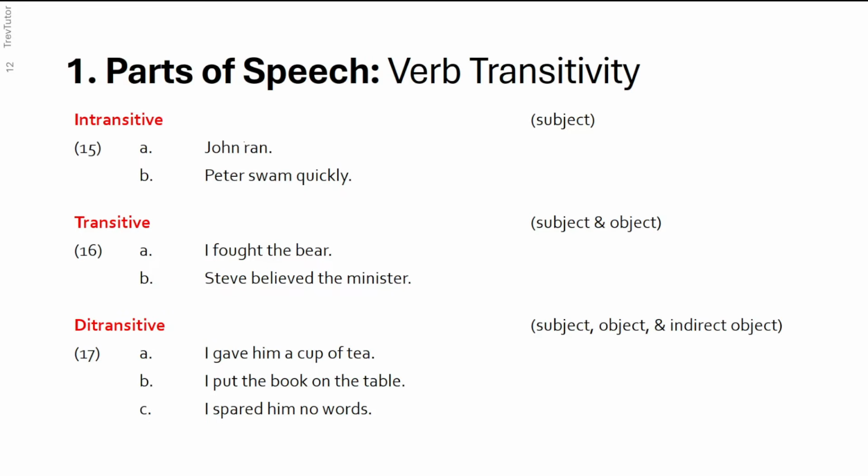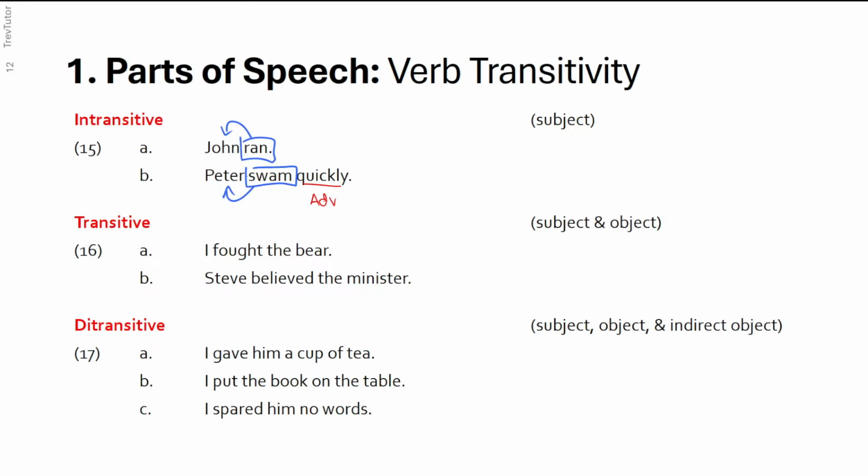after them. So with John ran, John is the one doing the running. For Peter swam quickly, Peter is the one doing the swimming. All quickly is doing here is adding an adverb. It's not giving us an object. It's not giving us another noun phrase. It's just describing how Peter swam. So these are intransitive verbs. They just have subjects.